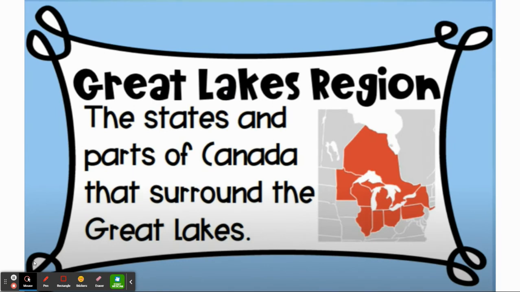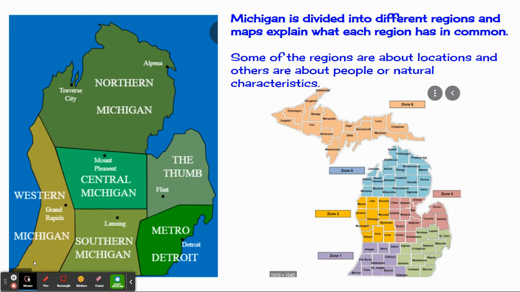Michigan is also part of the Great Lakes region. And if you look at that map, in the middle of all that red are the 5 Great Lakes. So anything that touches the Great Lakes is part of the Great Lakes region, and that includes Canada because Canada is on the other side of many of the lakes.